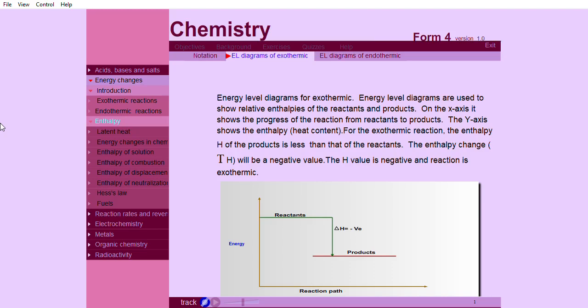For the exothermic reaction, the enthalpy H of the products is less than that of the reactants. The enthalpy change will be a negative value. The enthalpy value is negative and the reaction is exothermic.